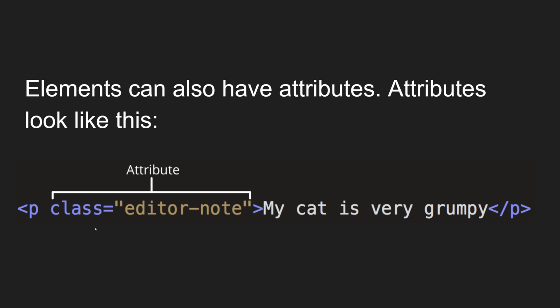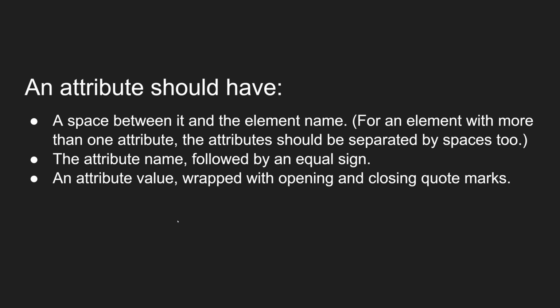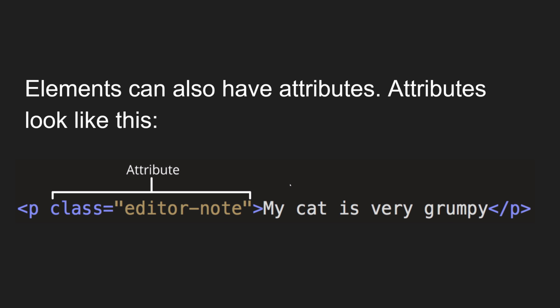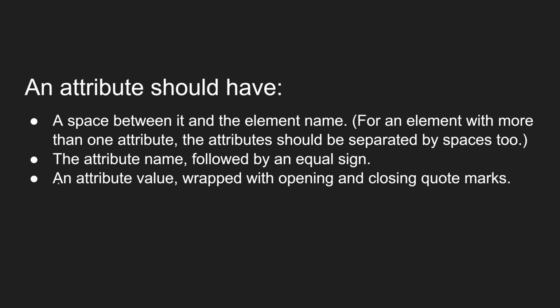Then the attribute name followed by an equal sign. Class is called the attribute name and it is followed by an equal sign, so it should contain an equal sign. Another rule is the attribute value wrapped with opening and closing quote marks. It could be single quotes or double quotes, whatever it may be. The attribute value should be wrapped with opening and closing quote marks.